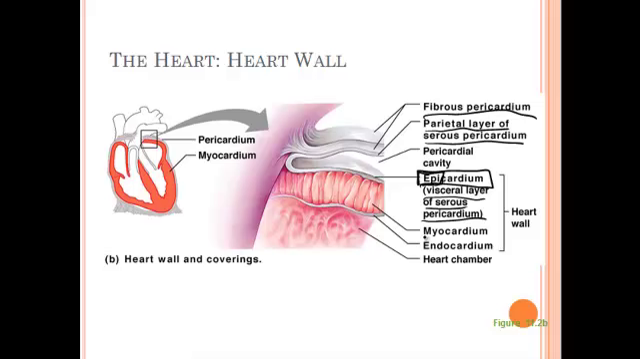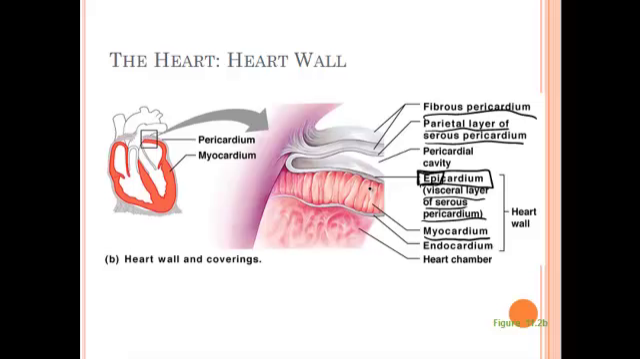Next we have the myocardium. When we're discussing the heart, you can think of the myocardium as the main part of the heart. This is the cardiac muscle. So when we're talking about heart muscle, cardiac muscle, the myocardium, that's where that is found. This makes up the bulk of the wall of the heart, and this is what actually does the contracting.